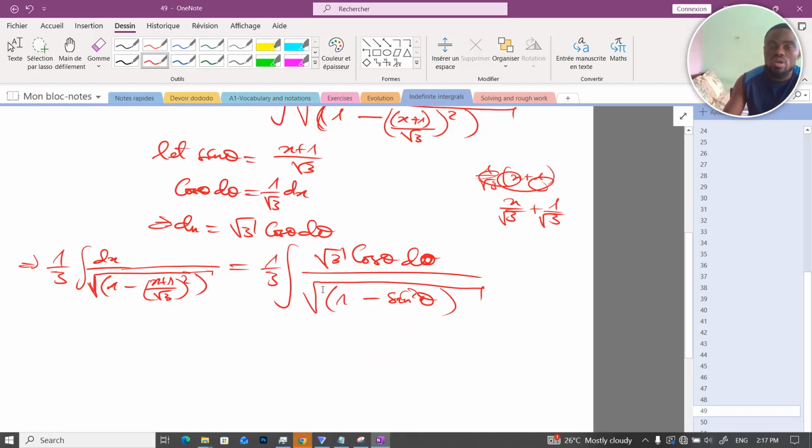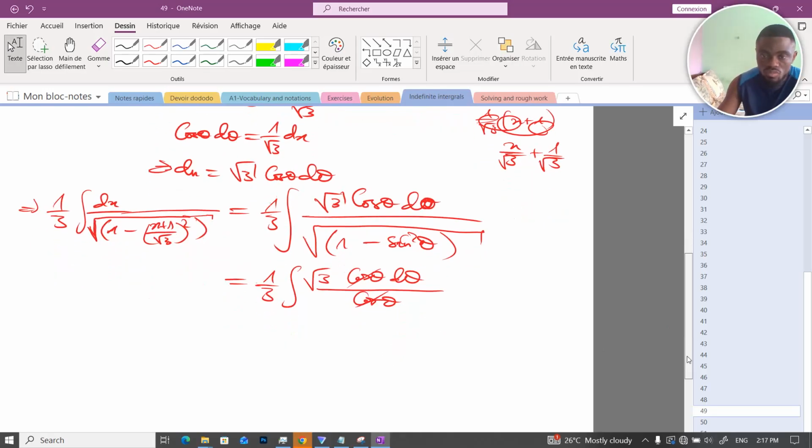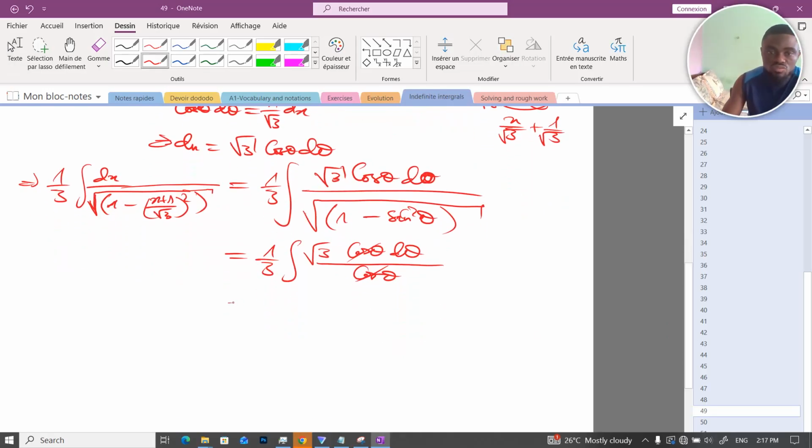And with this square root, we are going to have the square root of what? Cos square theta, which is cos theta. So this will be equal to 1/3 integral of root 3 cos theta d theta all over cos theta. The cos theta will go, and I'll be left with root 3 on 3 integral of d theta.